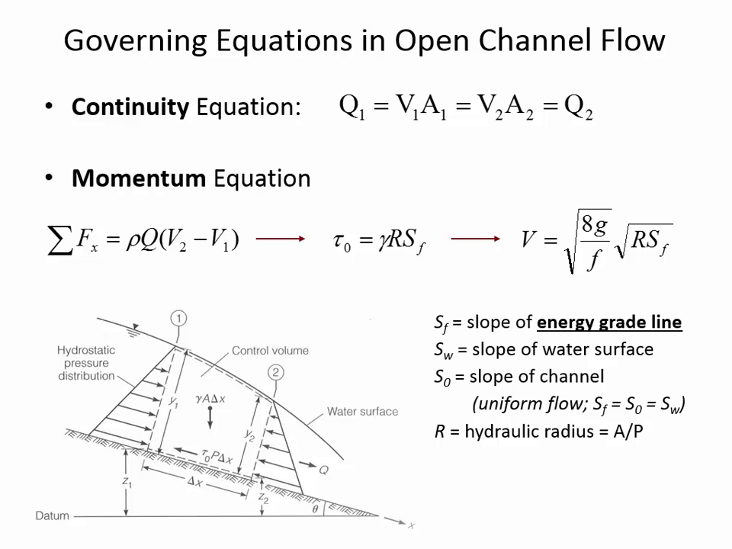So we could draw a little dashed line, and there would be the energy grade line. It would be a dashed line above the water surface. And so whatever the slope of that dashed line is that represents the EGL, we're going to give that the variable S sub f. That means the slope of the imaginary line above the water surface.